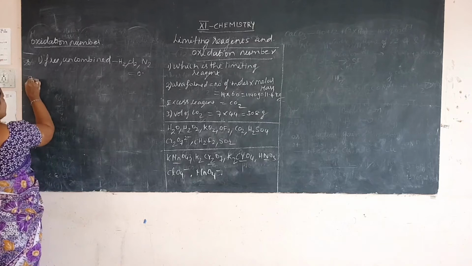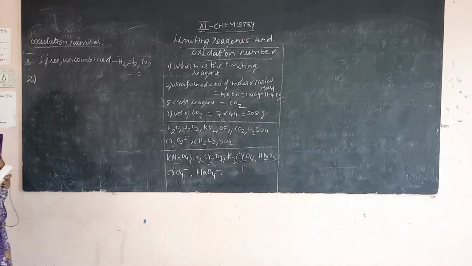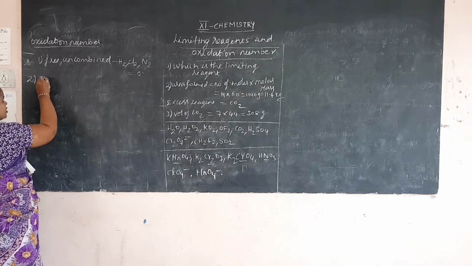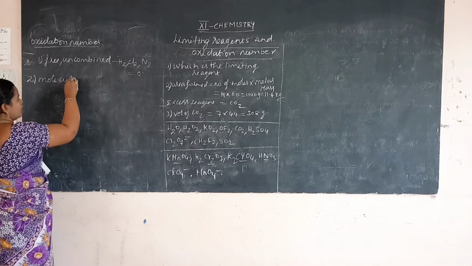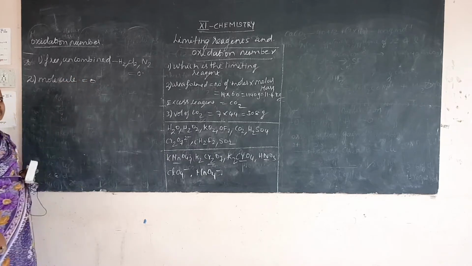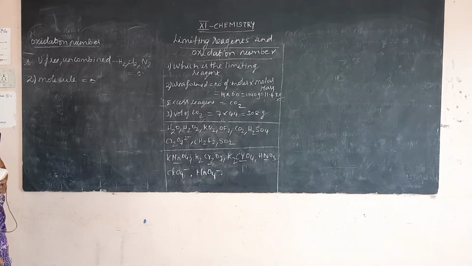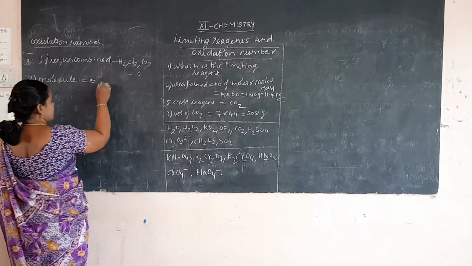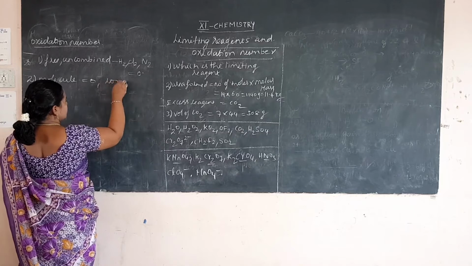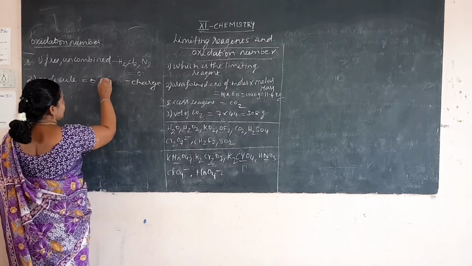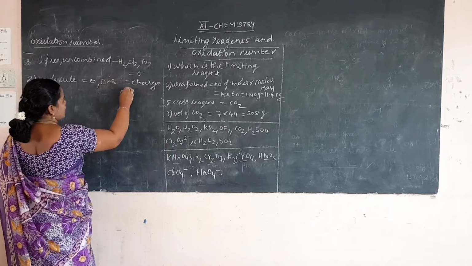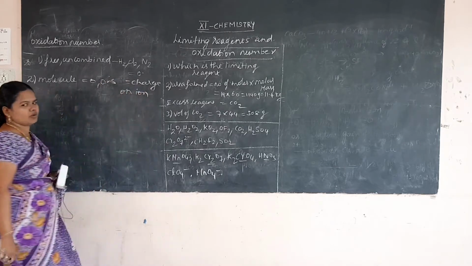If it is present in a molecule, the sum of the oxidation states of all the atoms in a molecule will be equal to 0. Or in an ion, the oxidation state will be equal to the charge on the ion.